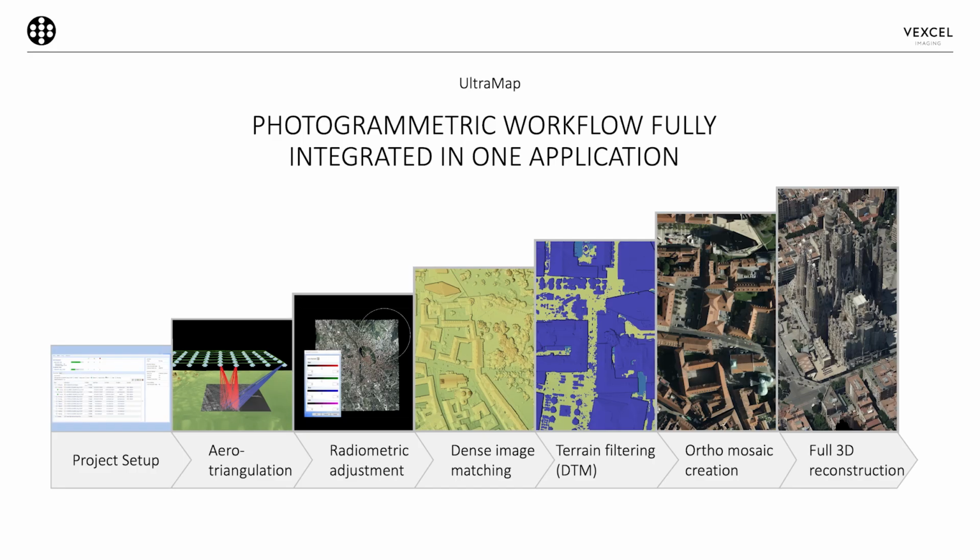UltraMap, with all the modules, supports the full photogrammetric workflow, starting from the project setup to the aerial triangulation, to the radiometric adjustment, to the dense matching, to the terrain filtering, which gives you the DSM and the DTMs. We support also projection in different ways, and then we have a full 3D module which gives you the 3D TINs. The whole UltraMap suite is organized in several modules following the natural workflow of how to deal with the data.